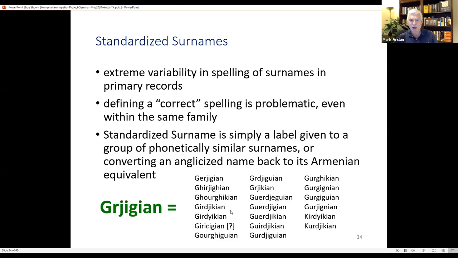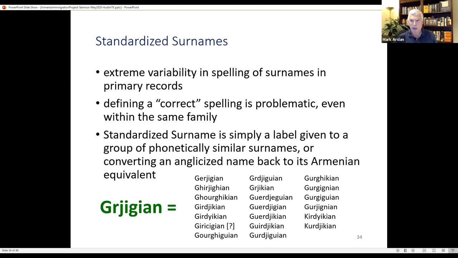And I transliterated most of these names to the Western Armenian transliteration, because in the period I'm studying before 1930, about 95% of the Armenian immigrants to Canada and the United States came from the former Ottoman Empire. So I just decided I would use the Western transliteration. So I took all these different names, grouped them all together, and that's the label I named. So if you want to find something on a Gurjigian, you can search on any one of these spellings, but you can also search on this name here, and it'll tie them all together.